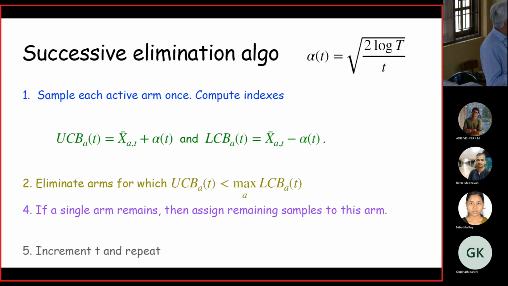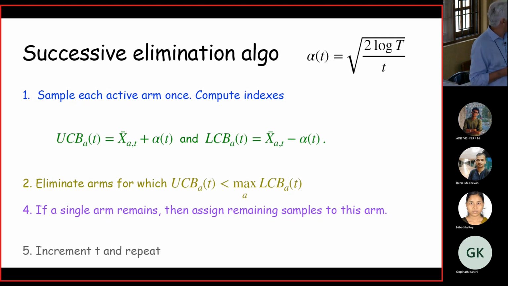So the algorithm is the successive elimination algorithm. It works as follows. For each arm, we'll compute this upper confidence bound index, which is x bar at plus alpha t. That's the height of that tube which I showed you at time t. It's square root of 2 log big T upon t. So I get this upper confidence bound and I get this lower confidence bound.